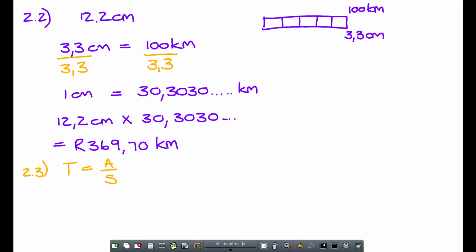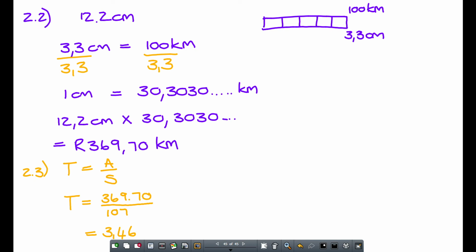Okay. Nou kom ons gaan stel net gou eers in wat ons het. Sy tyd wat hy moet gebruik gaan wees afstand. Over here we just worked out it must be 369,7. So 369,70 gedeel deur spoed. And the speed that he's driving, they said, is 107 kilometers per hour. Okay, so if I were to put that fraction into my calculator, that's going to give me 3,46.